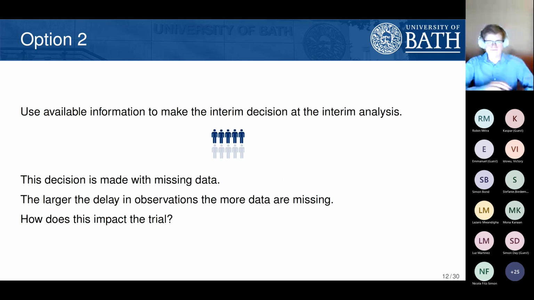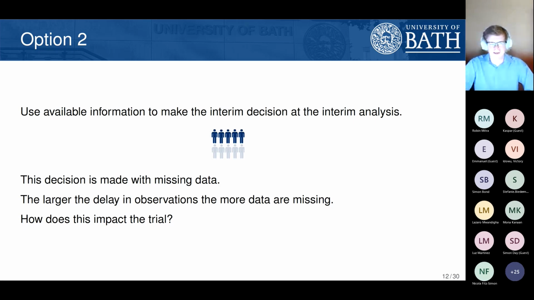look at option 2. So option 2 is to use the available information that we have, i.e. the patients that are both recruited and observed, and make the decision at the interim analysis. So this decision is essentially made with missing data on the other patients that we've recruited but not observed. Worth noting, all of these patients from cohort 1 will still contribute observations to a final analysis where we may be making our kind of final decisions.